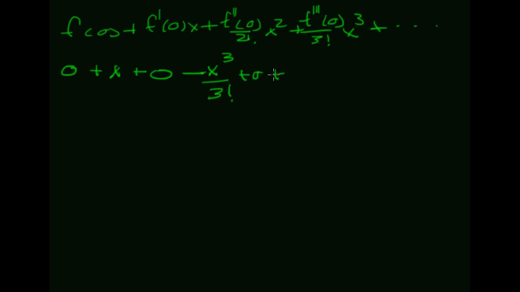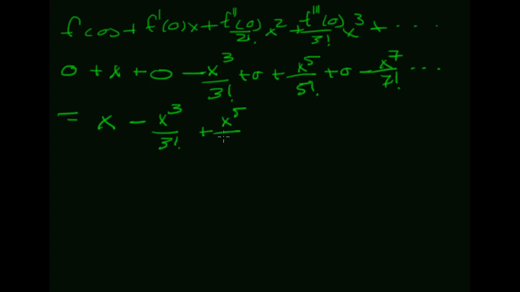And then we kind of get a pattern going here, right? It's going to be positive x to the 5th over 5 factorial, negative x to the 7th over 7 factorial, and so forth and so on. So if I pair out the non-zeros here, I get x minus x cubed over 3 factorial plus x to the 5th over 5 factorial minus x to the 7th over 7 factorial, and the pattern just keeps going. If I write this as a power series, I get n equals 0 to infinity.